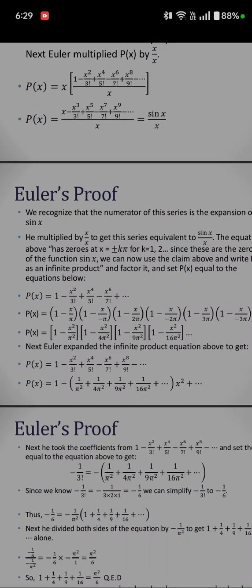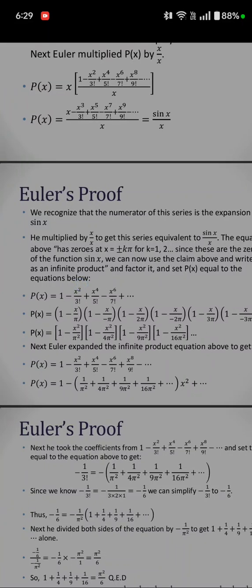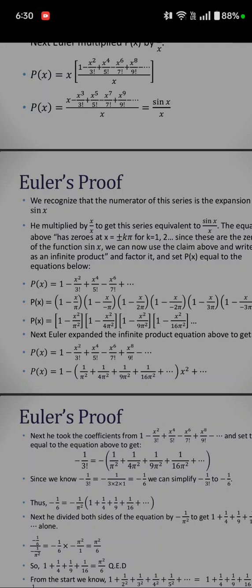So let's move on. And Euler proved that this is the identity: a minus b, bracket a plus b, if you multiply that, it would be a square minus b square. It's a very basic identity. Now what Euler did was expand the infinite product equation above to get this. What he basically did was he expanded the infinite product equation, and he arrived at this.